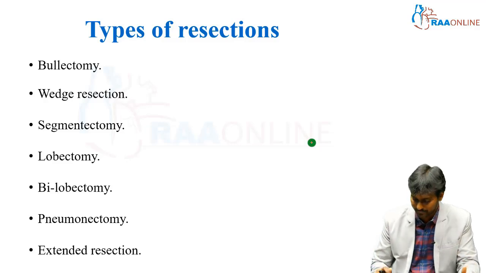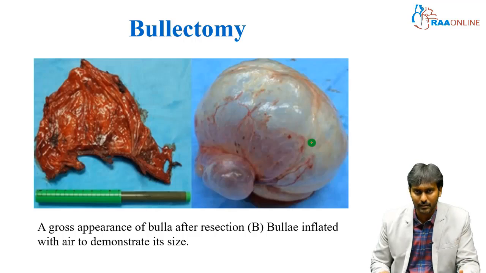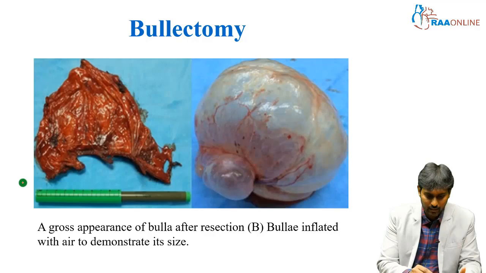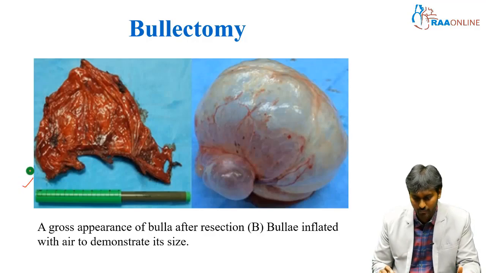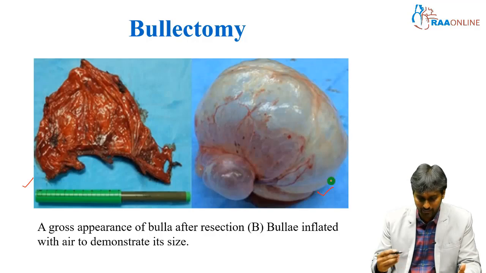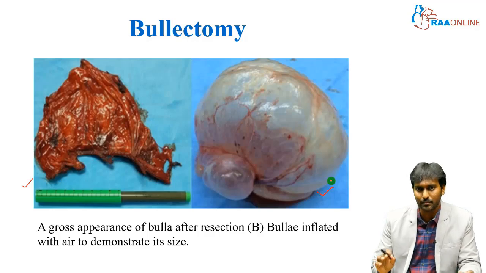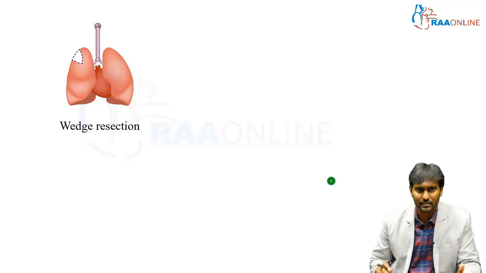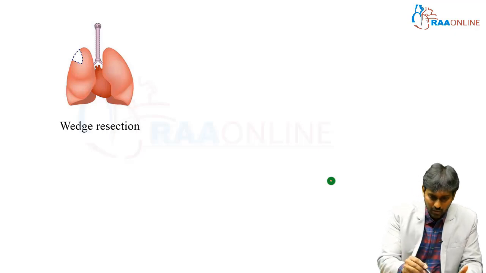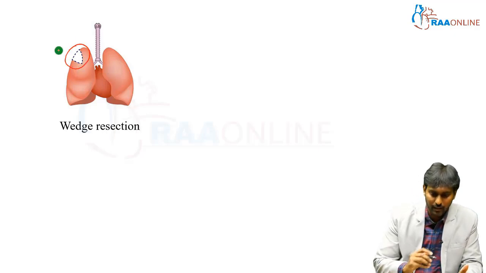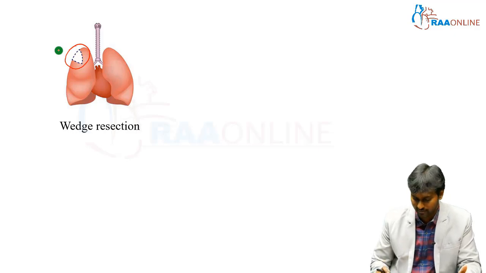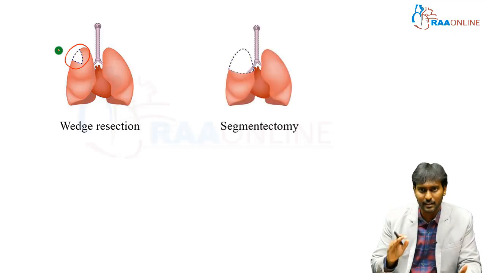So this is the first surgery, that is bullectomy, where on the left hand side you can see the gross appearance of a bulla after resection, and on the right hand side you can see a bulla which is being inflated with air to demonstrate size. So this bulla, which is a very simple benign condition, can be addressed using a thoracic incision. Next is a wedge resection, where you can see only a wedge part of the lung can be removed using a thoracic incision. Next is a segmentectomy.